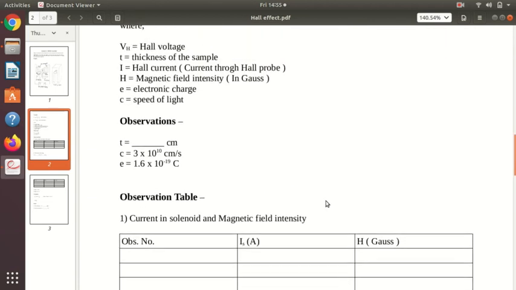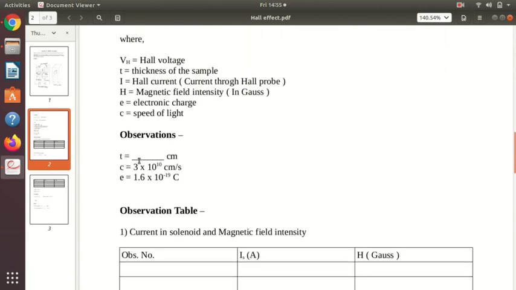Now we have to take observations. First of all, we have to measure the thickness. In the simulation we can adjust the thickness, but in the laboratory we cannot change the thickness. So in the simulation also we will keep the thickness constant. We will see what that value is, and then we know c and e. Here c we have taken in centimeter per second. We generally use it in meter per second, that is 3 times 10 raised to 8 meter per second, but in this case we are using centimeter per second because we are using Gaussian units.